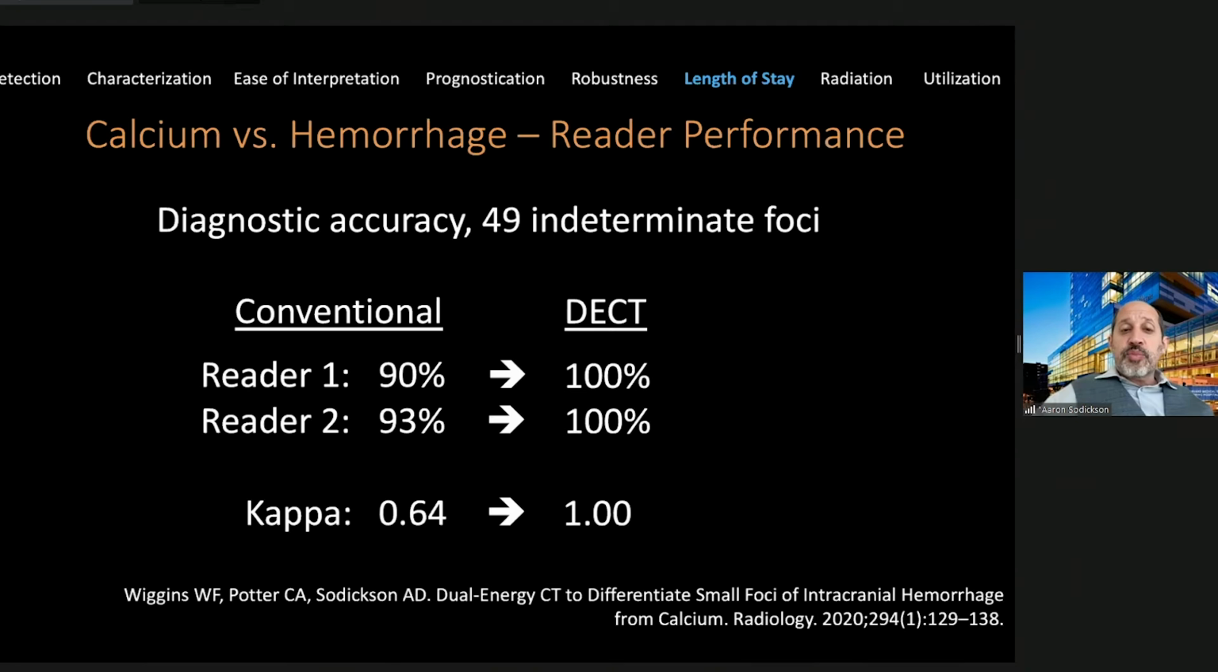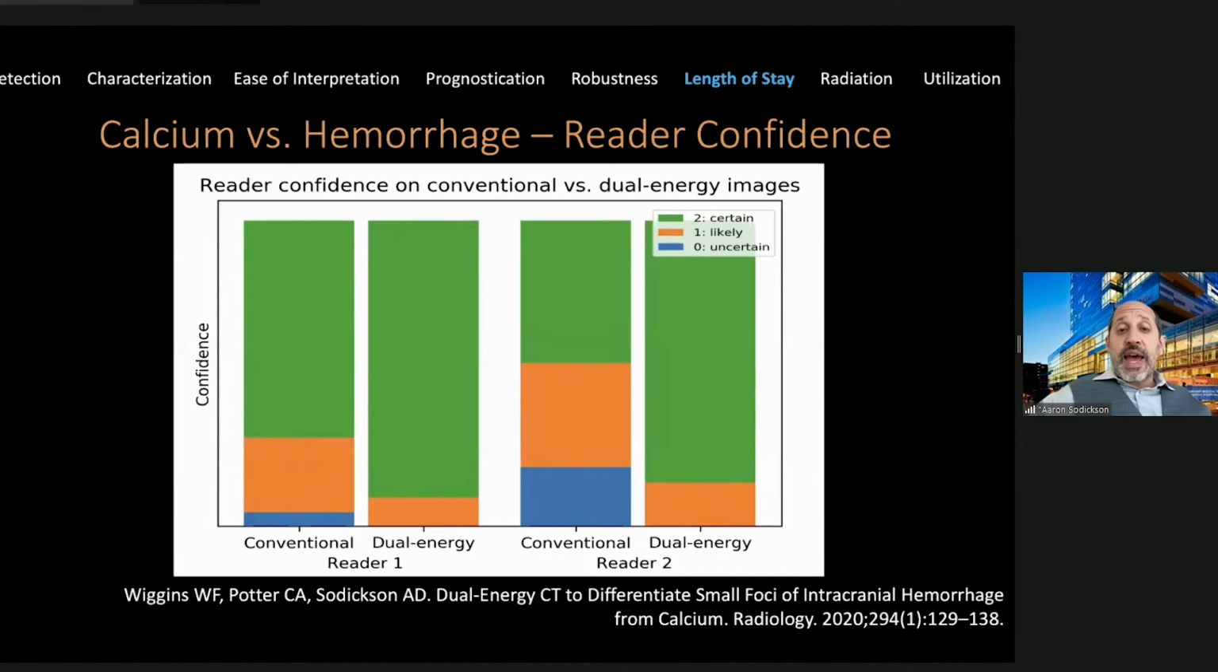We found that this improved our diagnostic accuracy, surprisingly to perfection, with a number of very challenging indeterminate foci in a reader study that we did. But more exciting than that to me is the increase in diagnostic certainty, because if I say I think it's probably calcium and I've technically gotten the diagnosis correct, unless I'm confident about that, the patient's getting their follow-up scan and increased length of stay.